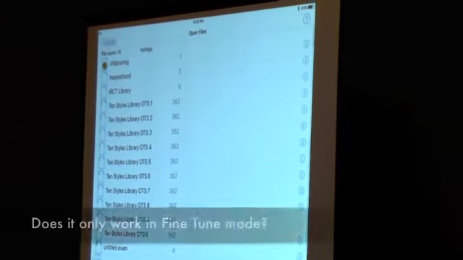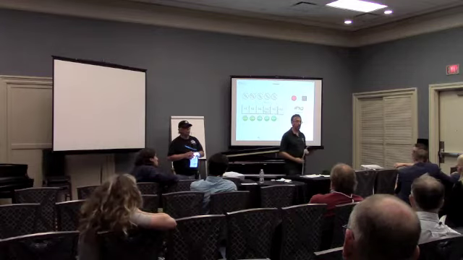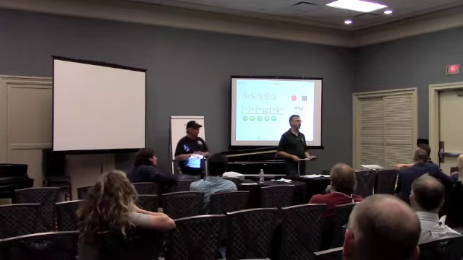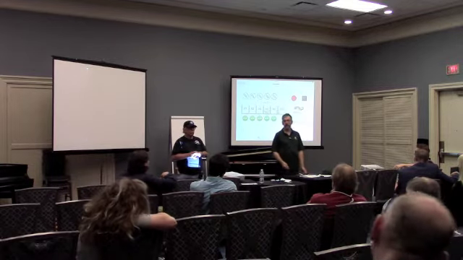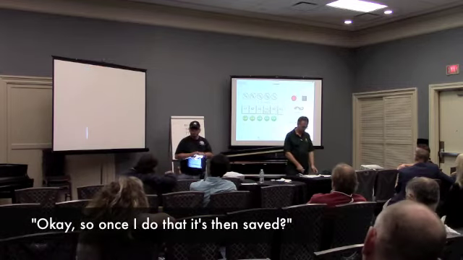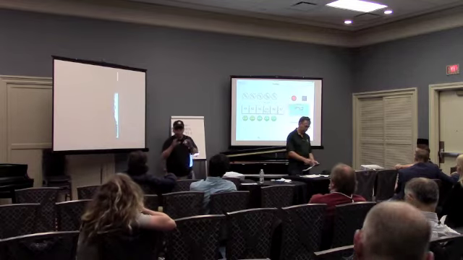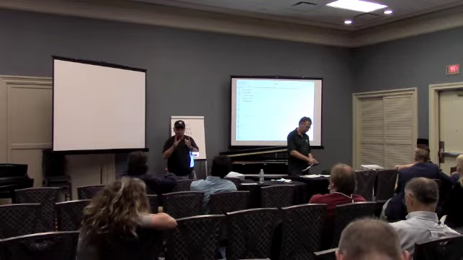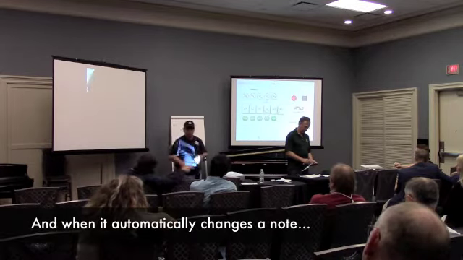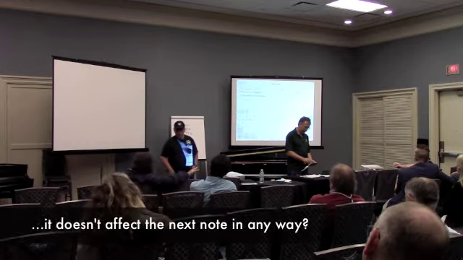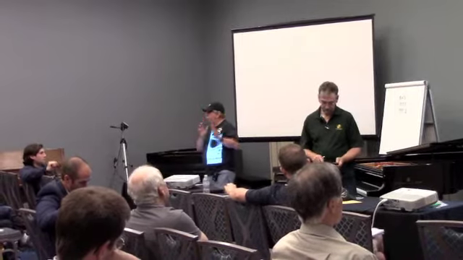Does it only work in fine-tune mode or smart tune mode? It really works in both, actually. You really should be doing that in fine tune mode though, because in smart tune mode your overpulls are going to get in your way. And so once I do that, it's then saved? No, it asks you to save. There's a save button, there's an S button. In other words, when you're changing the permanent tuning record, it makes you do it twice. Do you really want to change your permanent tuning record? When it automatically changes a note, it doesn't affect that next note in any way? In any way. The left tuning box is what you're tuning for that note.